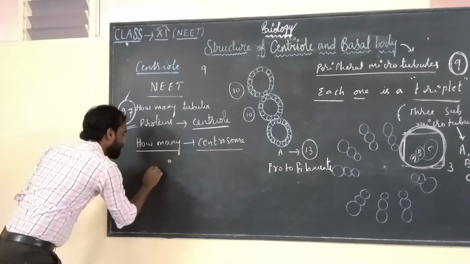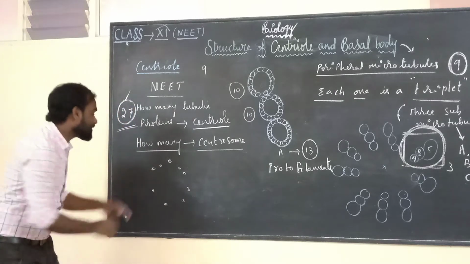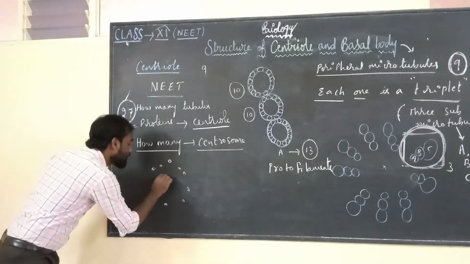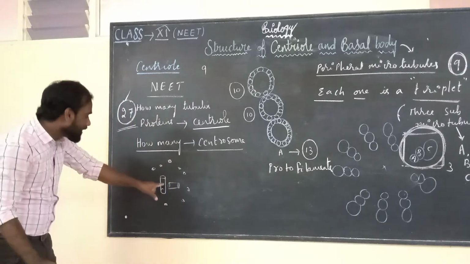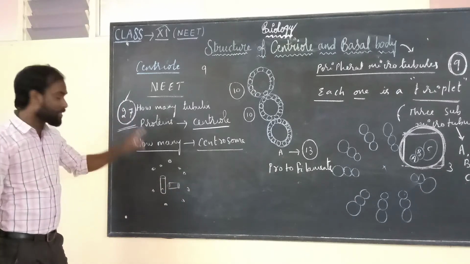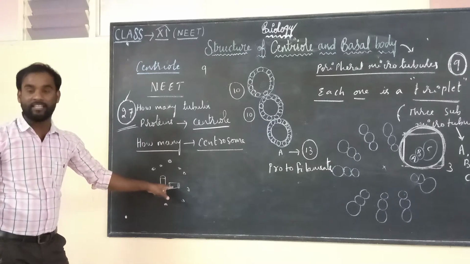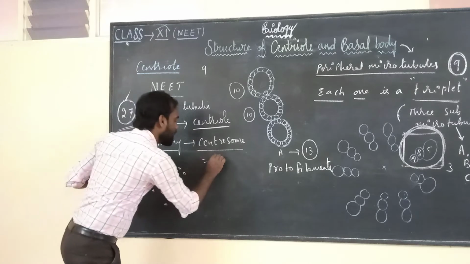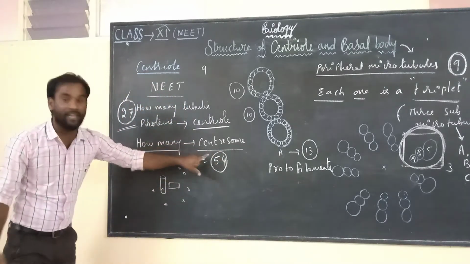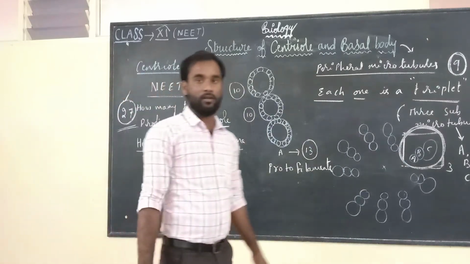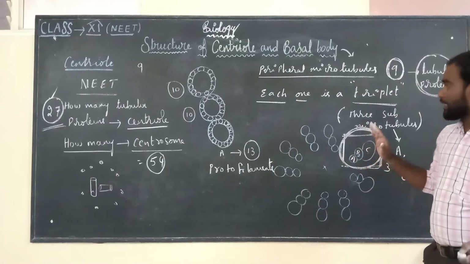Now the question is, how many tubulin proteins are there in centrosome? Centrosome is the structure. In the centrosome, what I told you, there are 2 centrioles, like this. In each centriole, 27, so in both centrioles, 27 plus 27, it is 54. Because each centrosome contains 2 centrioles. I hope you understood the logic here. Is it clear to you?